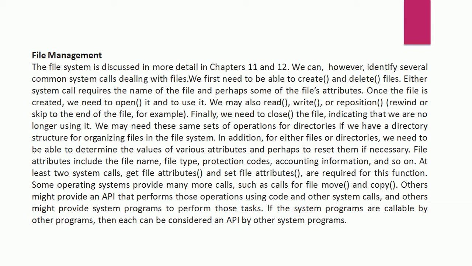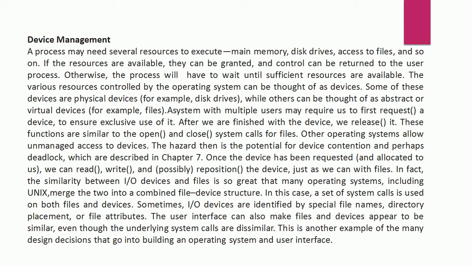Some operating systems provide many more system calls, such as move and copy. Others might provide an API that performs those operations using code and other system calls. And others might provide system programs to perform those tasks. If system programs are callable by other programs, then each can be considered an API, that is, application program interface, by other system programs. We see next here device management.